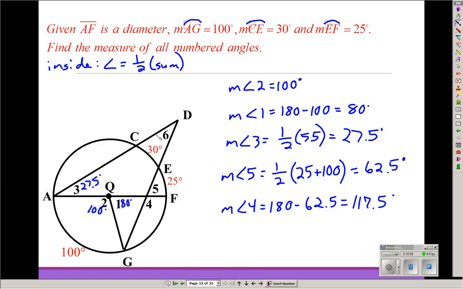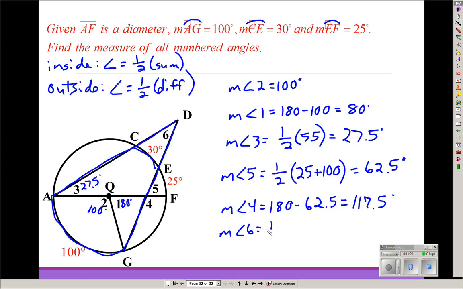Angle 6 is formed by these segments that intersect outside the circle, and they intercept the 30-degree arc and the 100-degree arc. When the intersection is outside, remember the angle is equal to half of the difference of the arcs. So the measure of angle 6 is equal to half of the difference, and do the larger one minus the smaller one. That'll be 100 minus 30. So half of 70, which is 35 degrees.